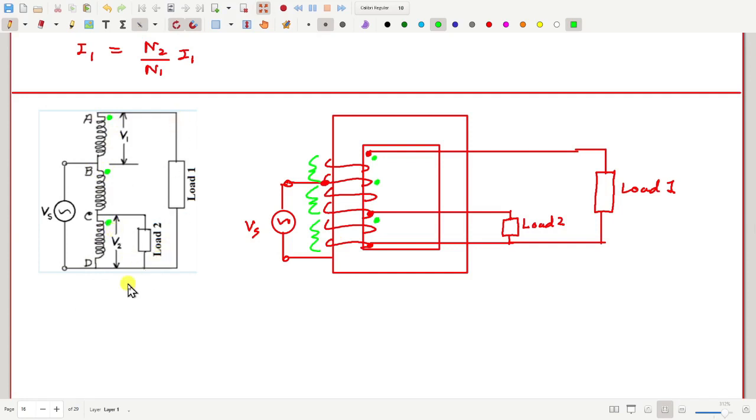Now in this case, if I call this voltage Vs, V1, V2, and suppose this is V3, and suppose these turns are N1, N2, and N3, what should be the relation between the voltages? Anyone? These are phasors.